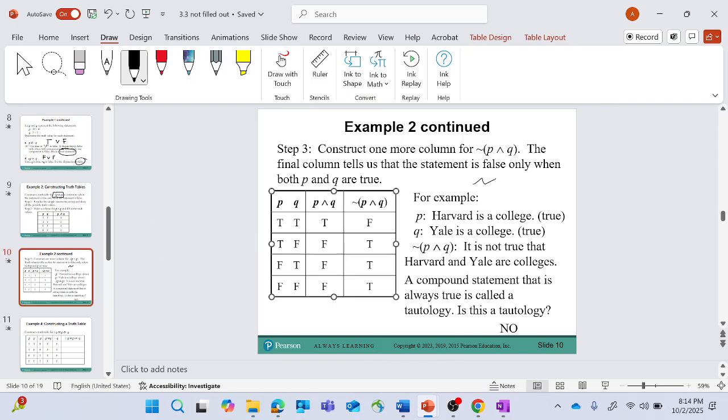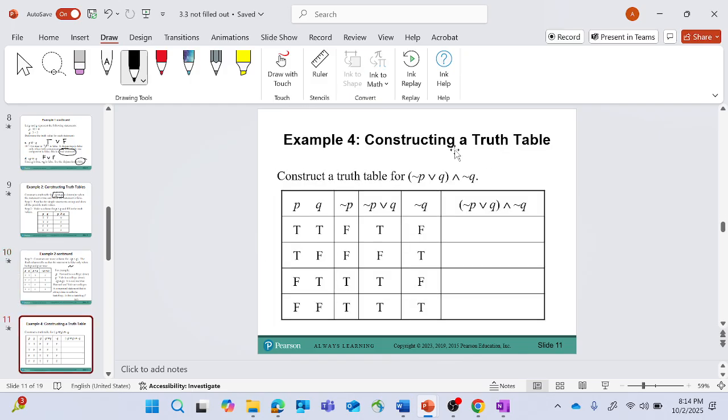All right. Now we have one that's a little more complicated. I want to construct a truth table for not P or Q and not Q. All right. So let's simplify these a little bit more. I actually don't like how they do this. Okay, it's not a big deal. All right.